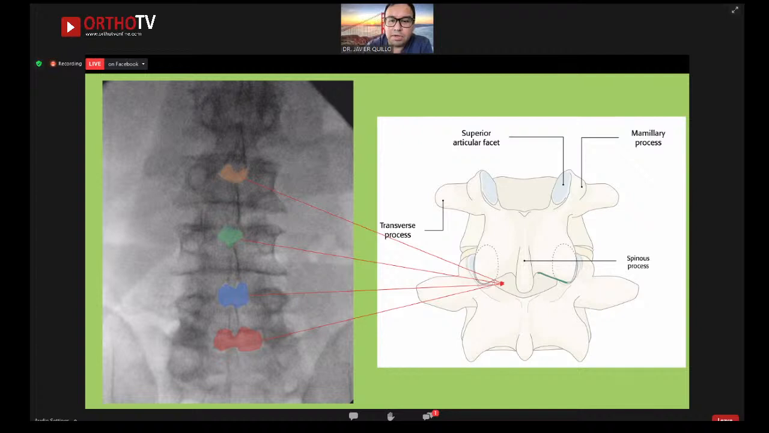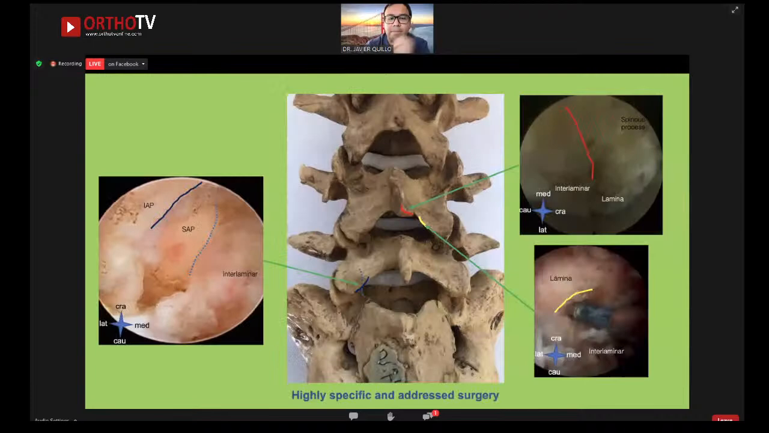If you want to approach the lumbar spine through posterior approaches via interlaminar, we know that the most caudal levels have an increased size of the interlaminar space. This is very important because there is not only one approach to reach the pathology in the interlaminar space. We have very different approaches depending on the location of the pathology.